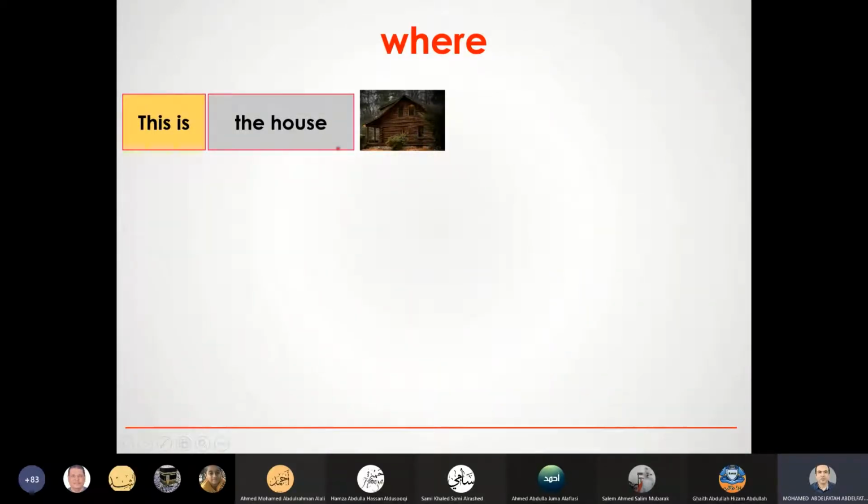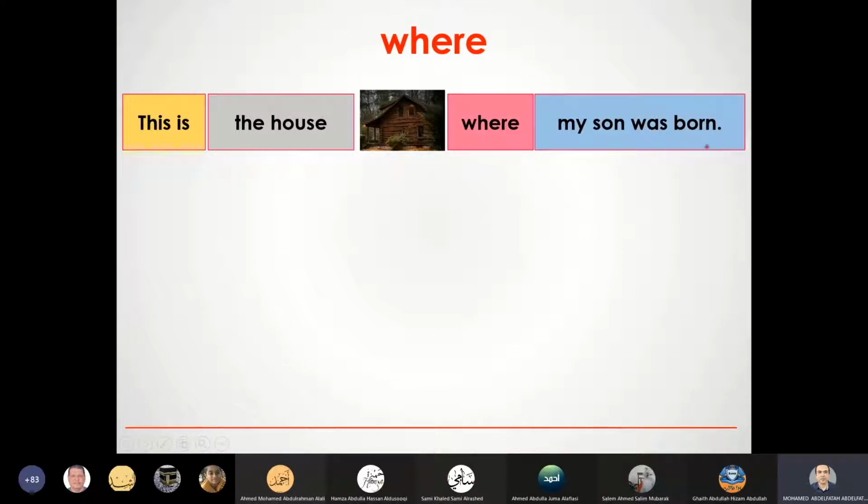This is the house. The house is a place, right? Yes, teacher. So when you are talking about places, you can use the relative pronoun where. This is the house where my son was born. This is the house where I live in. When you talk about places, you can connect the separate sentences to make only one sentence, and you can use the relative pronoun where to refer to places.